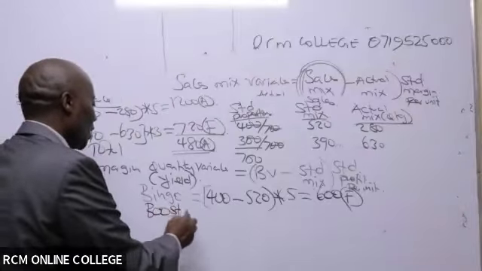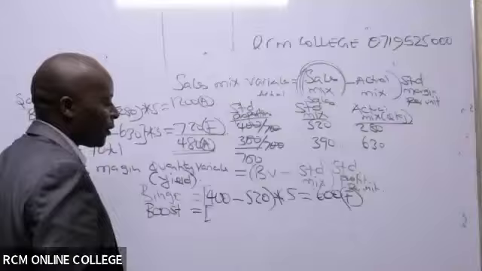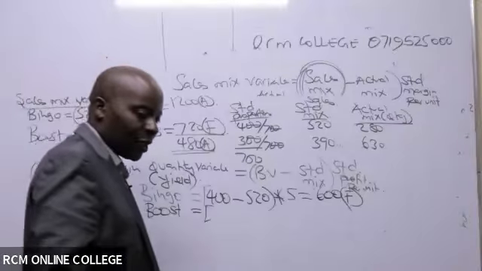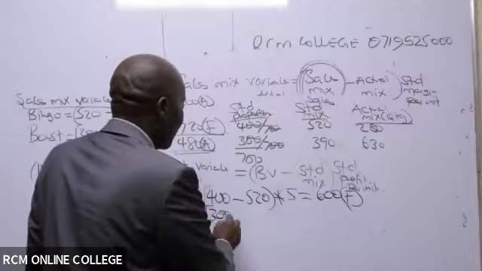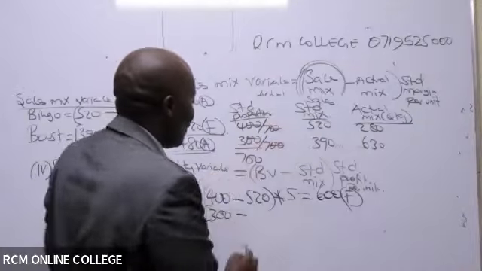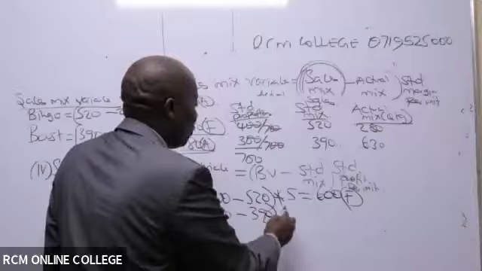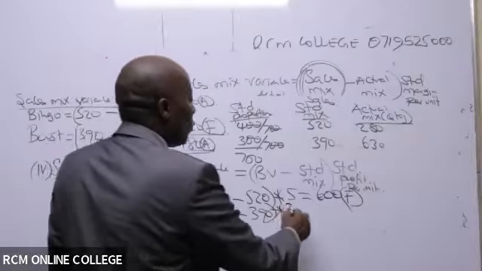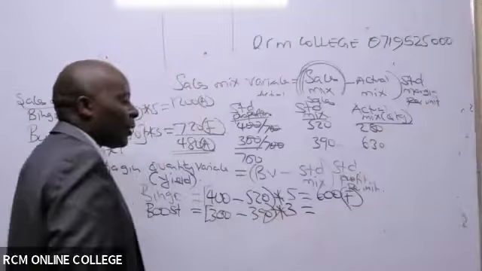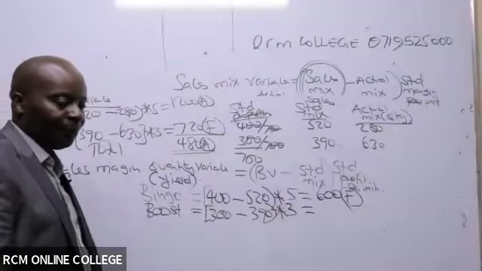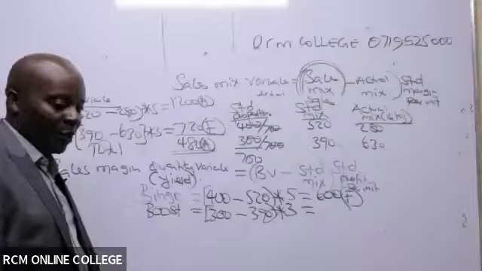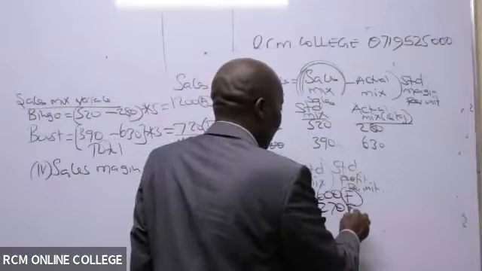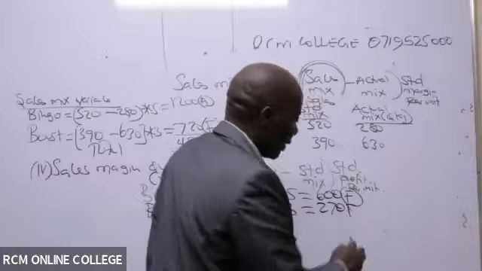So from there we go to boost. Is there somebody who can see the budgeted volume of boost? Budgeted volume of boost is 300 minus the standard mix that I can see here, which is 390. Multiply this by the standard profit per unit, which is 3, which will end up giving me what figure, ladies and gentlemen? 270 favorable, I'm told.